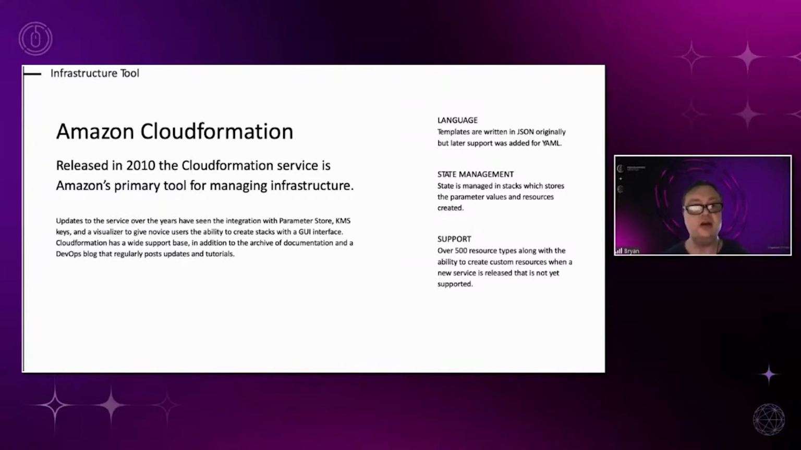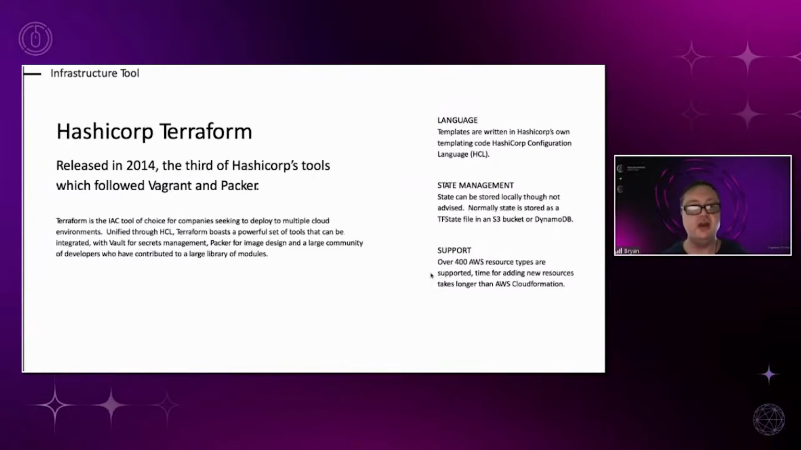Now, moving on to one of the other most popular tools for this, Terraform. Terraform is HashiCorp's primary tool for managing infrastructure. It was released in 2014. It followed on Vagrant and Packer, which are two tools commonly used in DevOps. Terraform and Packer work closely together. It has its own suite of tools which can be included, such as Vault for secret management. And they have created their own uniform configuration language called HCL.